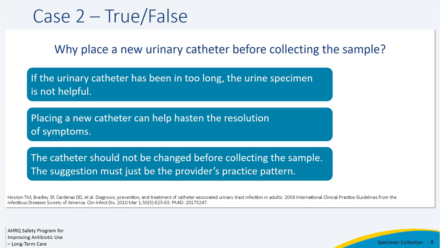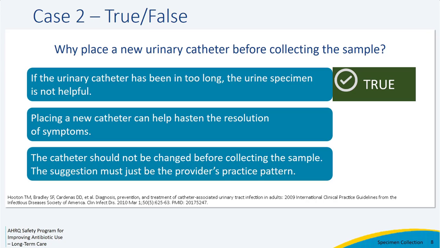Let's go through the possible answers and decide if each is true or false. 1. If the urinary catheter has been in too long, the urine specimen is not helpful. Is this true or false? This is true. The plastic surfaces on the catheter become coated with a biofilm soon after placement. This biofilm contains bacteria that may not necessarily be related to the resident's new symptoms. A new catheter should be placed before obtaining the specimen.